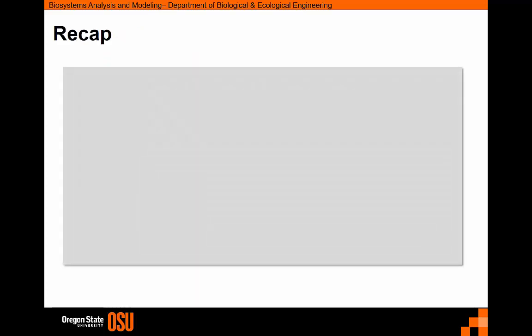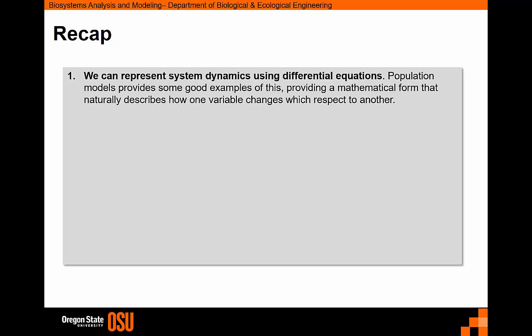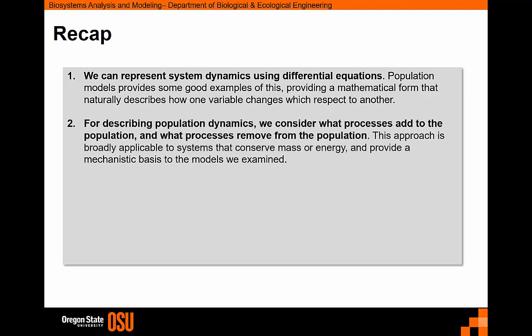To recap, in this module, we examined some simple population models as a way of beginning thinking about implementing mechanistic models. First, we can represent systems dynamics using differential equations. Population models provide some good examples of this, providing a mathematical form that naturally describes how one variable changes with respect to another. For describing population dynamics, we consider what processes add to the population and what processes remove from the population. This approach is broadly applicable to systems that conserve mass or energy and provide a mechanistic basis to the models we examined.